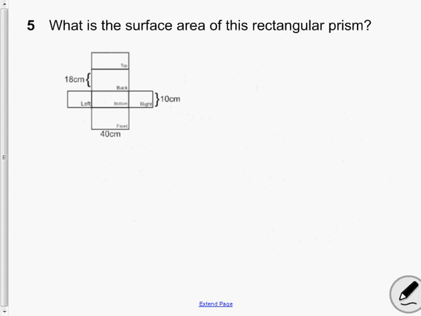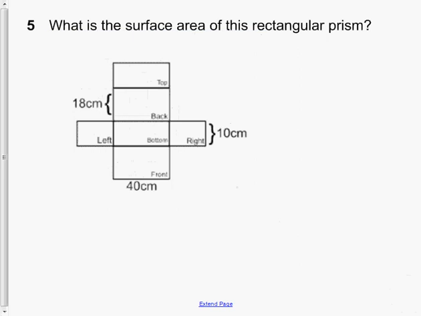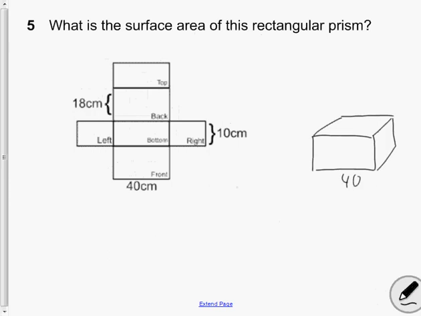And question 5, what is the surface area of this right triangular prism? So I gave you a net, I gave you the dimensions. Now the tricky part is, what I would do is I would have drawn this net as a 3-dimensional object. This will be 40. I think. Is that right? No, yeah, it will be. That's 40. This would be 18, and this here would be 10. Is that right? I think so. No, I got that backwards. This should be 10, and this should be 18.